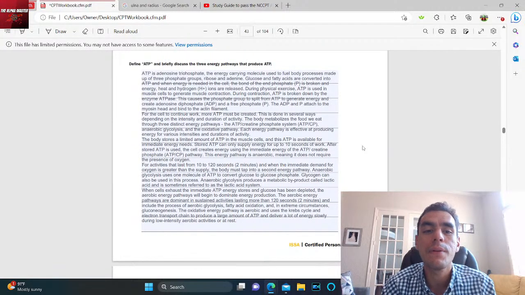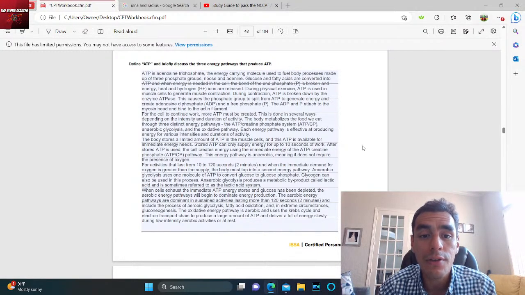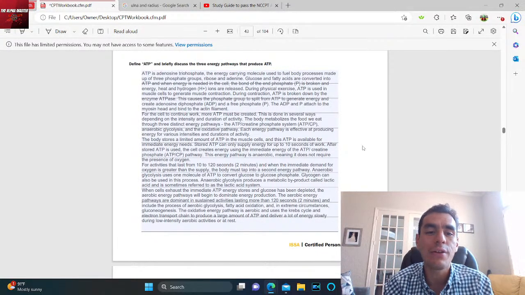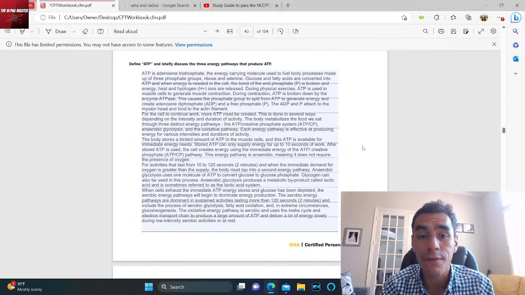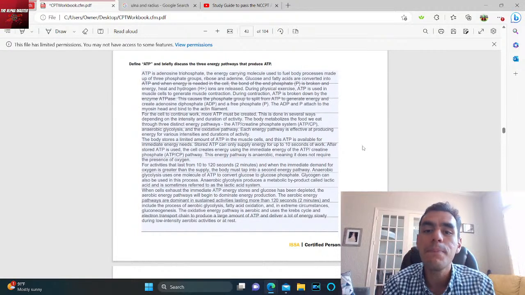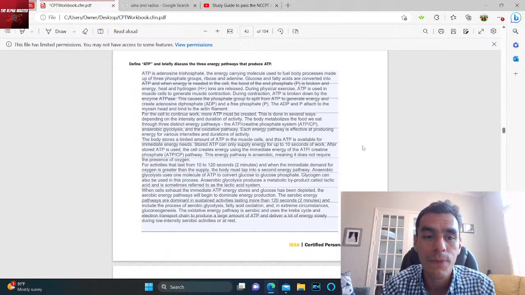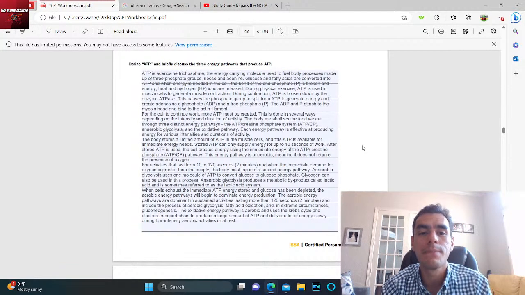During physical exercise, ATP is used in muscle cells to generate muscle contraction. During contraction, ATP is broken down by the enzyme ATPase. This causes a phosphate group to split from ATP to generate energy and create adenosine diphosphate, ADP, and a free phosphate, P. The ADP and P attach to the myosin head and bind to the actin filament.